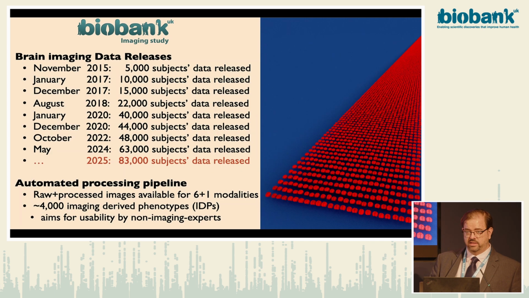And we have been doing this for the last 10 years, and right now I'm working on getting the latest public release of data that will reach almost 85,000 subjects that will be available in a few months. And as I said before, what we are releasing is processed images of 6 different brain imaging modalities, and there's another one that has been added recently, and more than 4,000 IDPs and confounding variables.